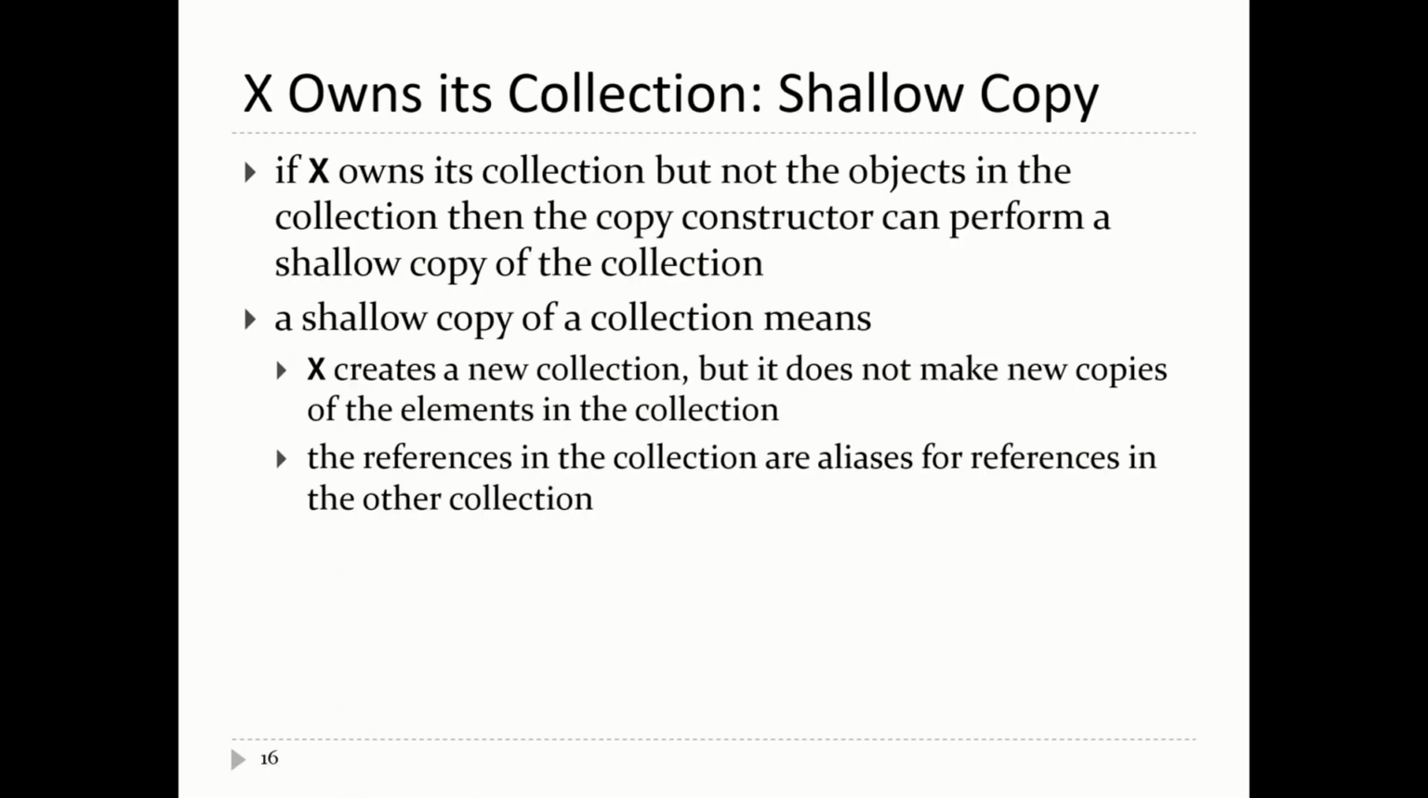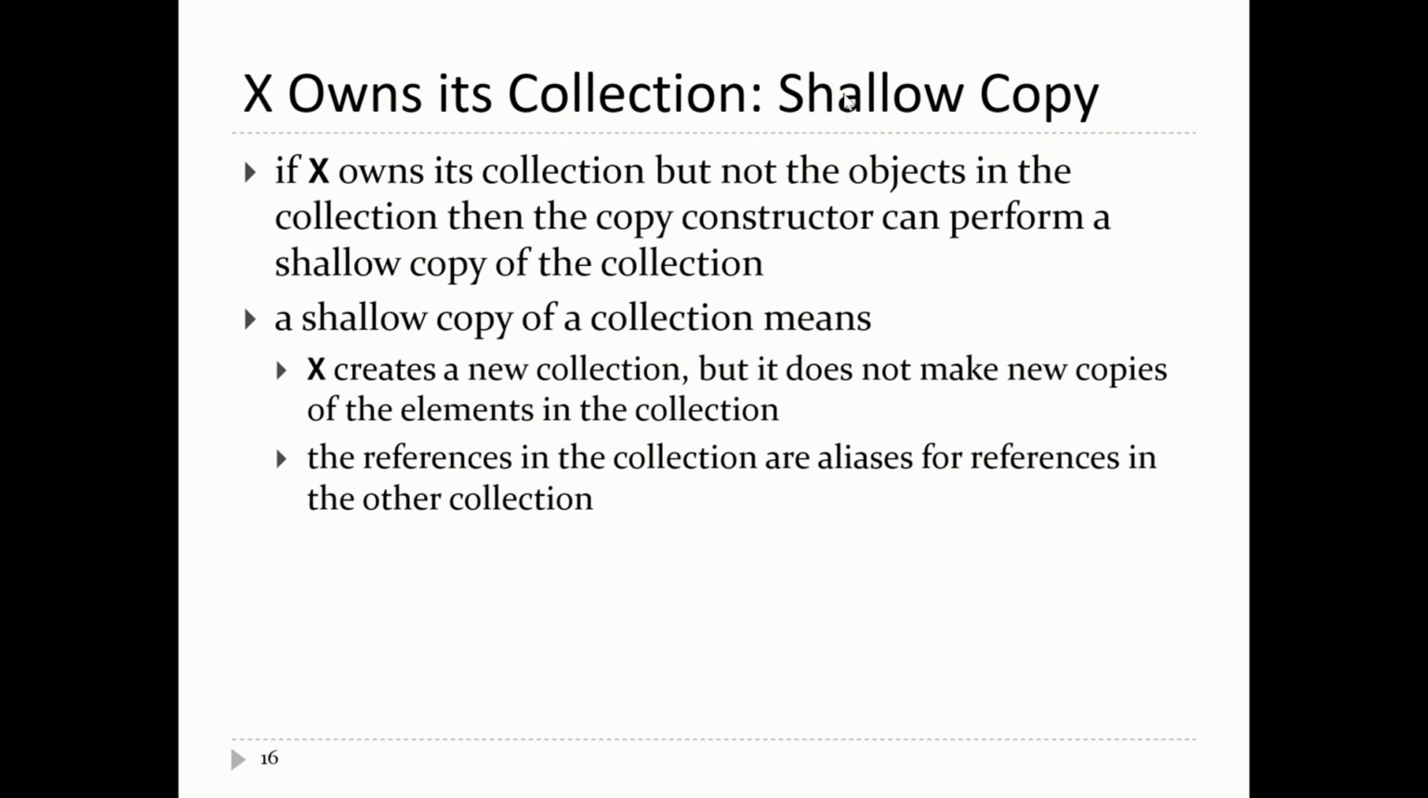Right? So that's straightforward aggregation. All right, now this next example is still aggregation, but it's slightly more complicated. So if X decides it wants to own its collection, but not the objects in the collection, then what do you have to do? So now you always have to make a copy of the collection, but you're not going to make a copy of all of the elements inside the collection. So this is what's called a shallow copy.